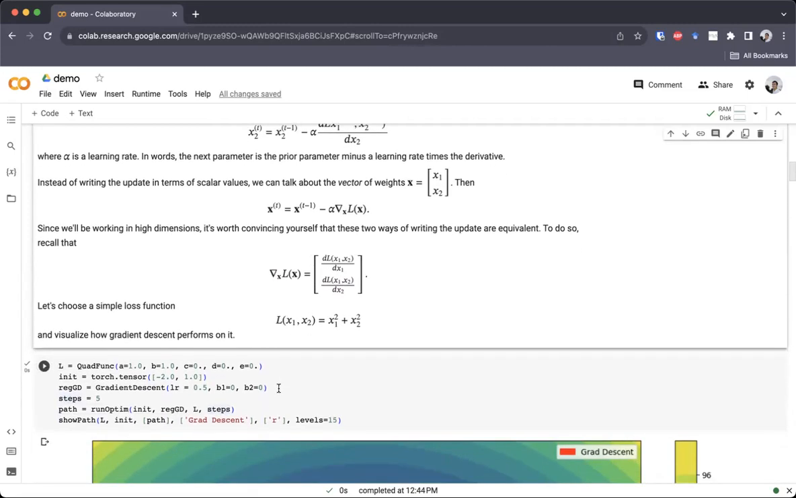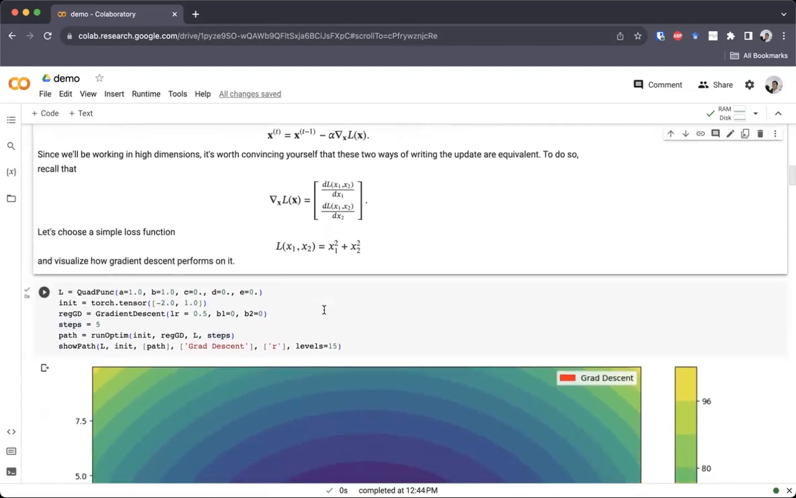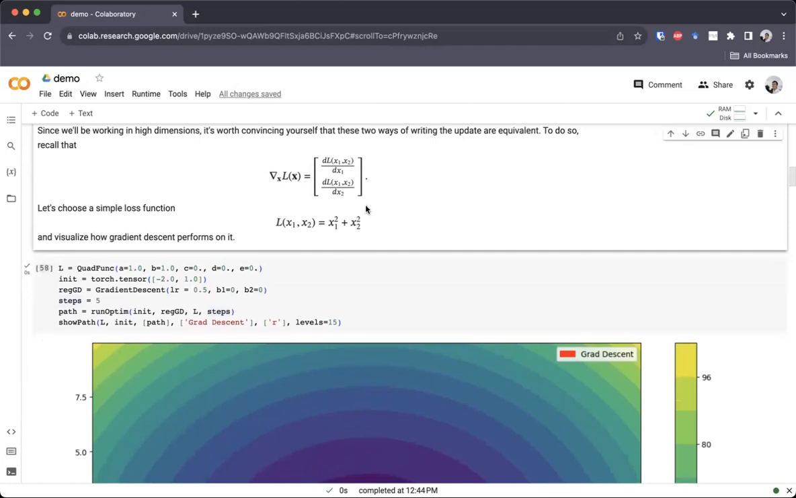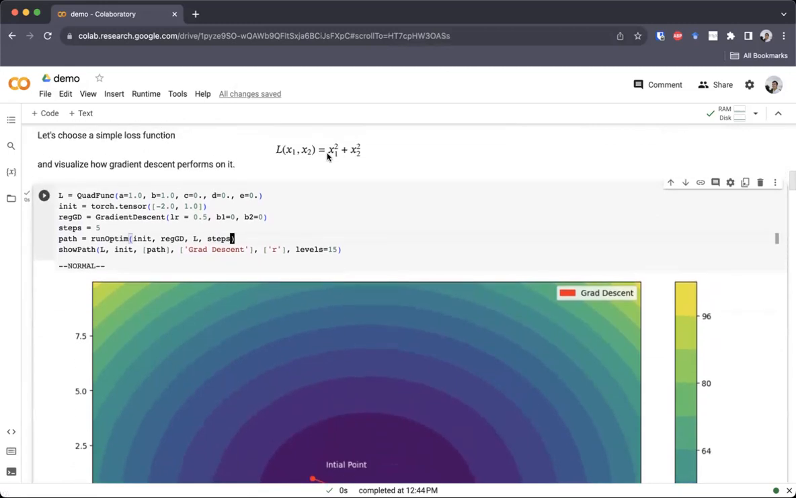Let's visualize this process for a very simple loss function. We'll choose the loss function x1 squared plus x2 squared. Now you'll recognize this as simply a circle. We're used to the form where we have one variable squared plus another variable squared equals some radius squared. Here, we'll just define our function without setting it equal to a radius. So it's defined, and we can get a function value for any choice of x1 and x2.